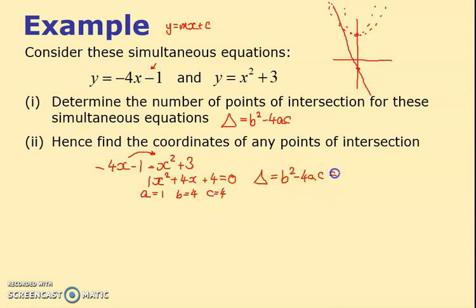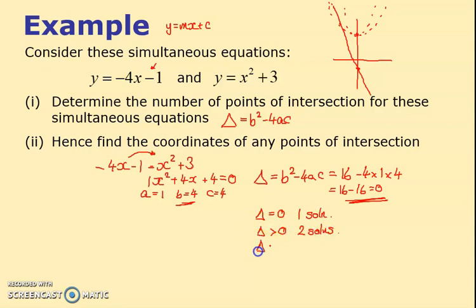So if I find the discriminant, b squared is 16, minus 4 times a, which is 1, times c, which is 4 again. Oh, look at that: 16 minus 16. That gives me 0. You should recall when the discriminant equals 0, there's only one solution. The rules apply from what we did before. If the discriminant is greater than 0, I get two solutions. But if the discriminant is less than 0, I get no solutions. This is what we've seen before. So I know they have one point of intersection.